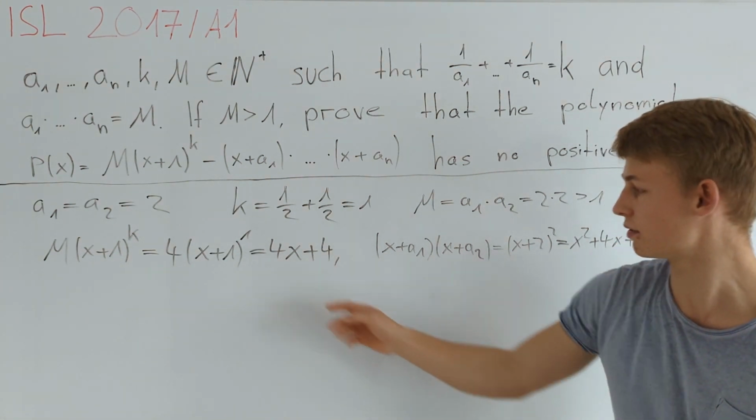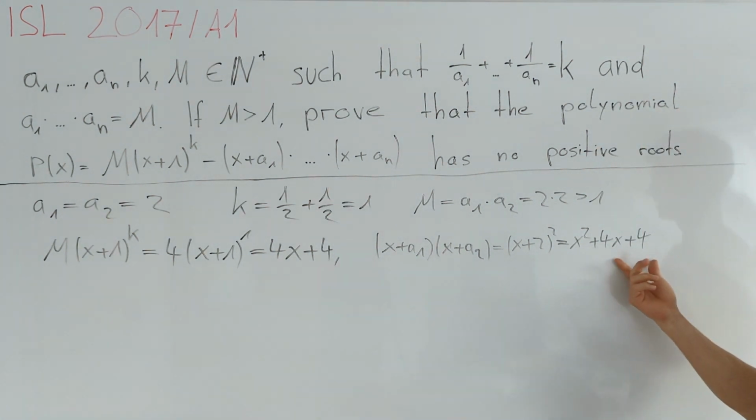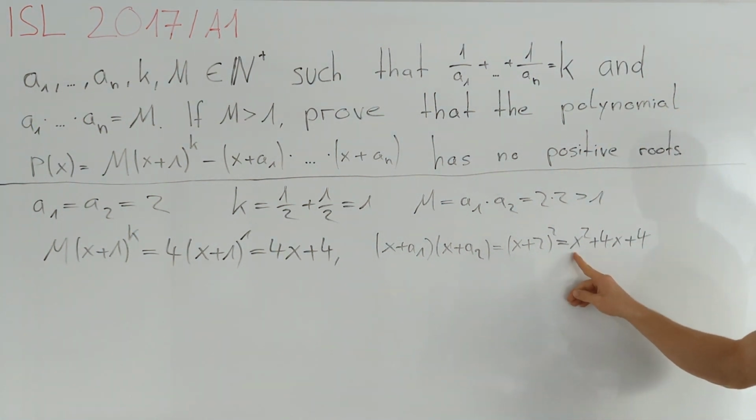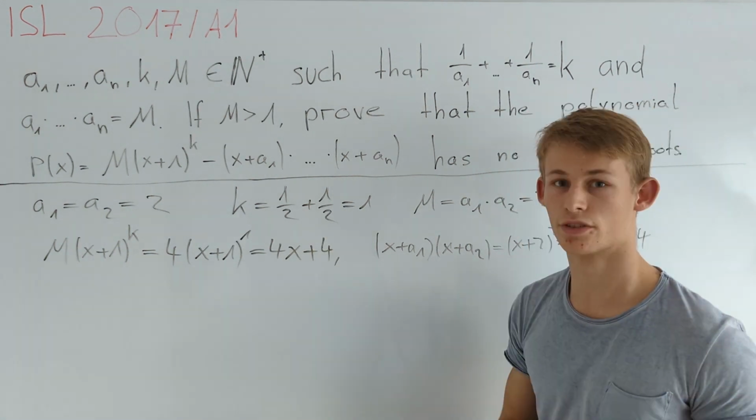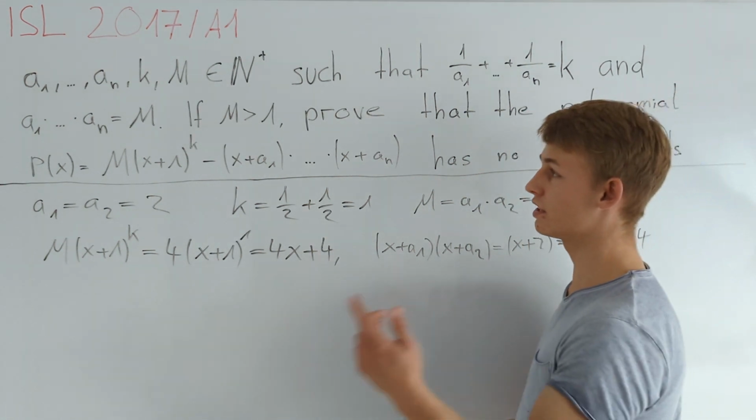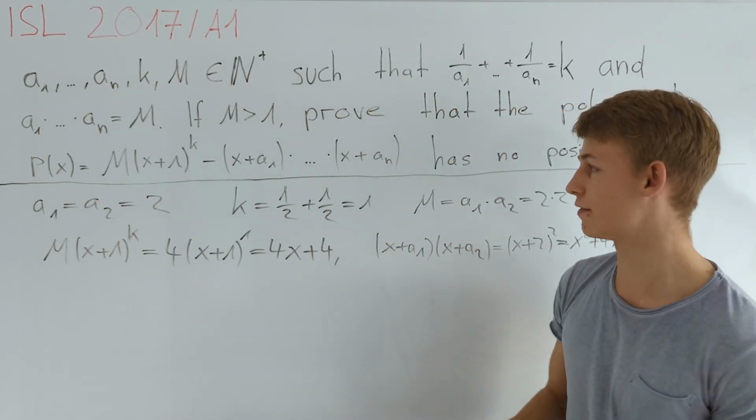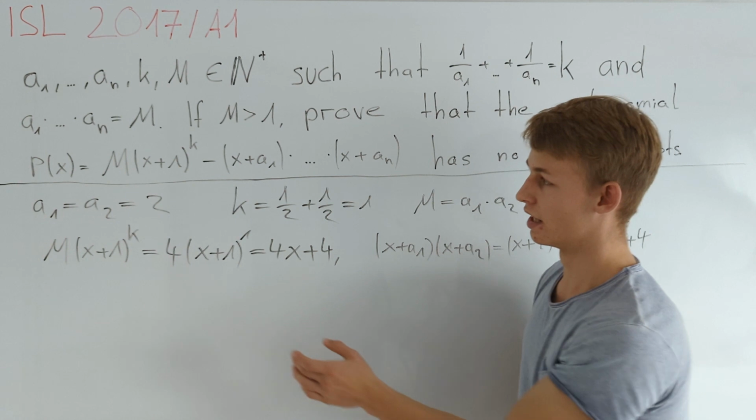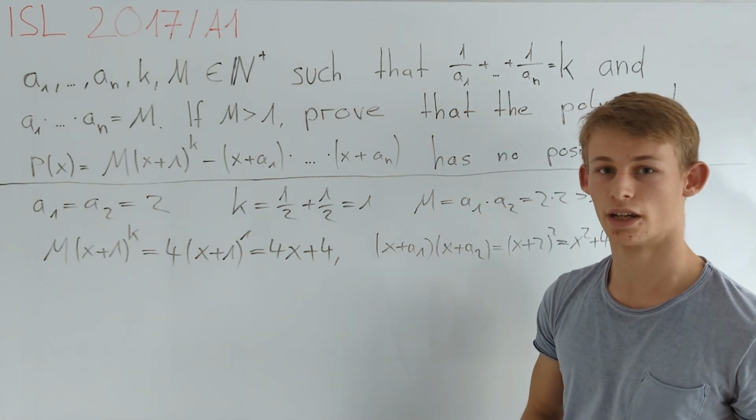Now, if we compare these two terms, we see that the 4x plus 4 is also here, but in the second term we have in addition an x squared term, and since x is positive, we know that x squared is also positive, and therefore the second term here is larger than the first term. So now our guess is that for each value for a1 up to an, k and m, the second term here is larger than the first term. And if this is really true, and if we can prove this, we are done.